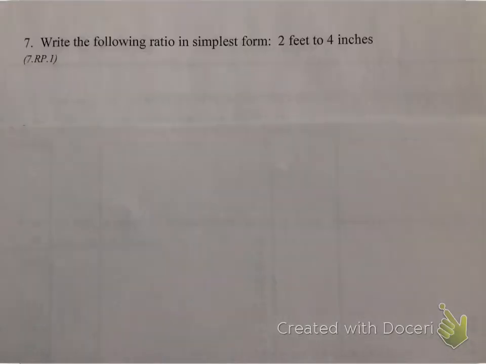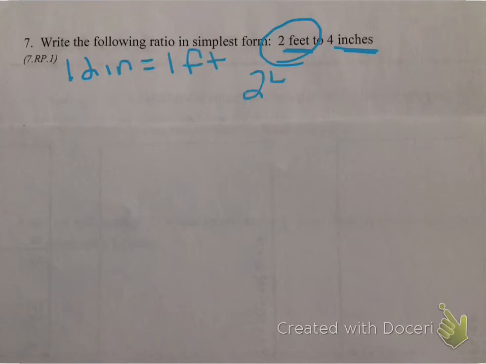Next problem we have, write the following ratio in simplest form. Okay, I have 2 feet to 4 inches. Okay, you cannot write the ratio with feet and inches. You got to convert one or the other. In this case, I'm going to change my 2 feet to inches. Okay, so there are 12 inches in 1 foot. So in 2 feet, there are 24 inches. So I'm going to just rewrite that as 24 inches to 4 inches.